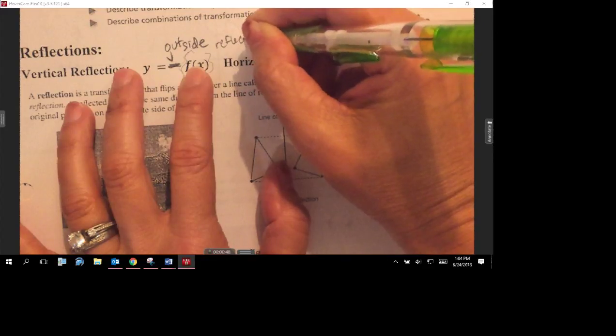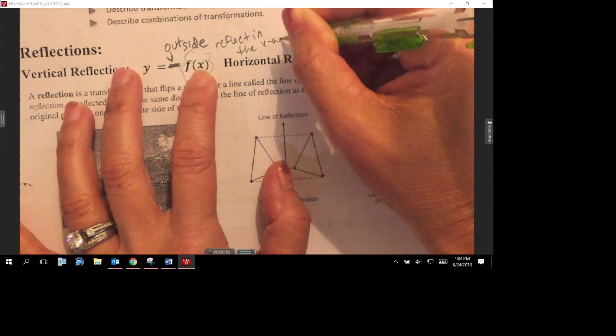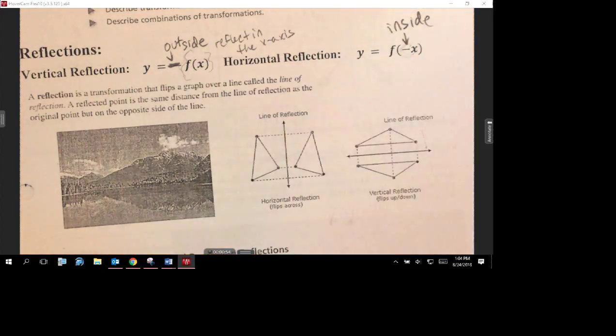reflect in the x-axis. And I don't know if we wrote that. I know we wrote it in example 3 yesterday, but just a reminder. That's how we write it. So you have to know which axis it flips over. So for vertical, you actually write the word x-axis in it and it gets confusing. But it's because it's going up and down over that x-axis. So we did that yesterday.